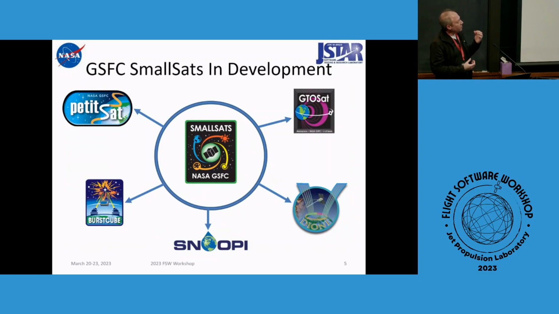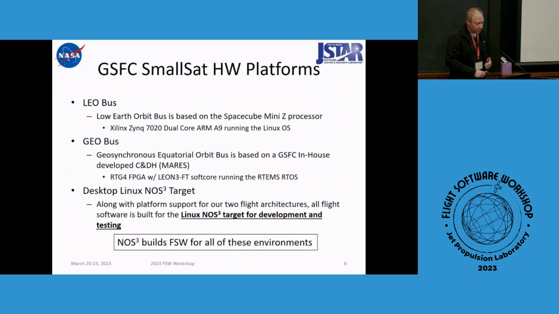So we are evolving NOS3 by getting more experience, more small sat missions under our belt, and making NOS3 a more viable and more productive environment for you. And some of the ways we do that is you can think of 5 small sat missions. Yes, they are common in some ways, but they're also very different in other ways. A couple of ways they're different is the different buses. We have low Earth orbit, we have geosynchronous buses. But we support those concepts in NOS3 now.